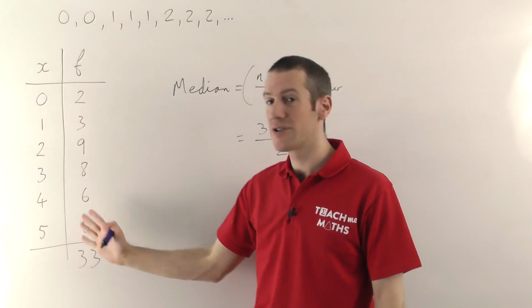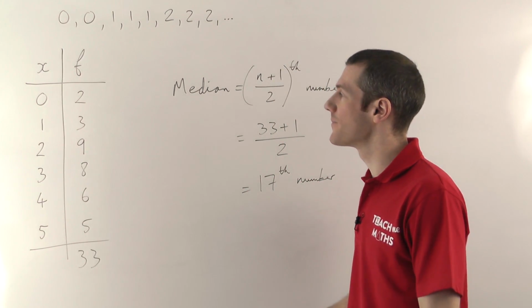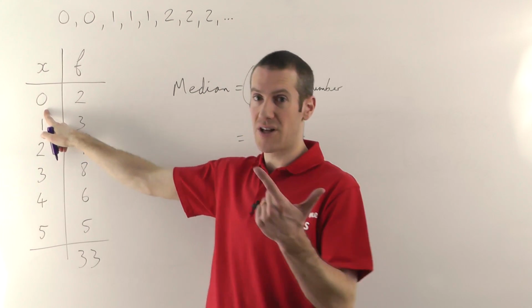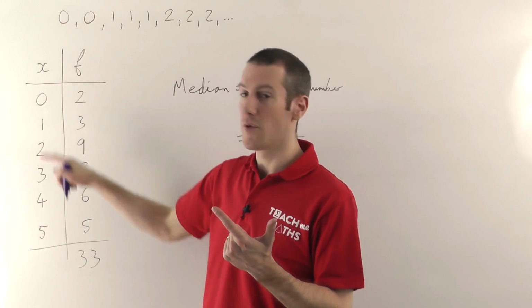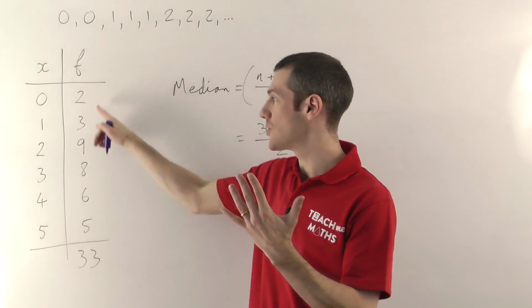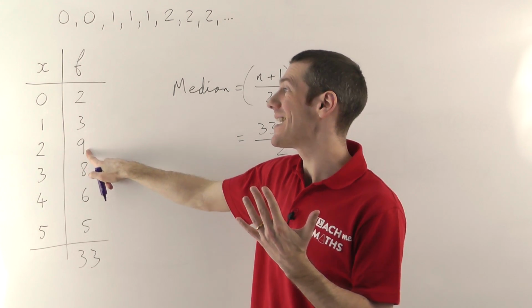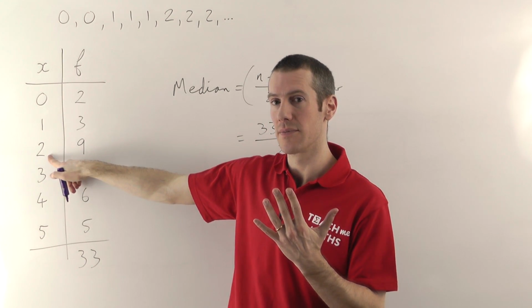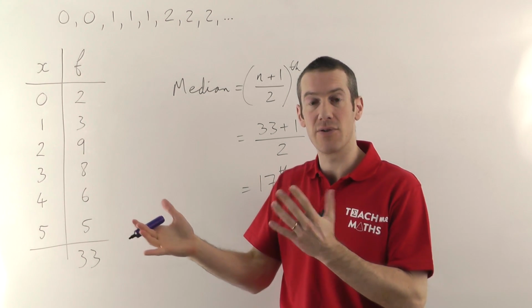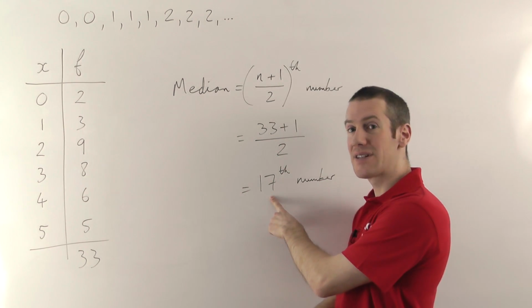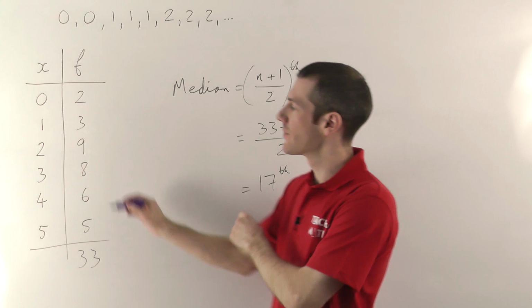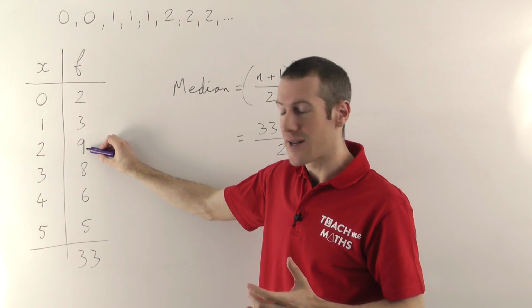And then you can use your table to work out where the 17th number is. The first 2 numbers are 0, so that's 2. The next 3 are all 1, so now we're up to 5. Yep, 2 plus 3 gives you 5. The next 9 numbers will all be 2. So 5 plus another 9 means you're up to the 14th number. Remember, we're looking for the 17th number, so we're not there yet. So the 14th number is the last 9.